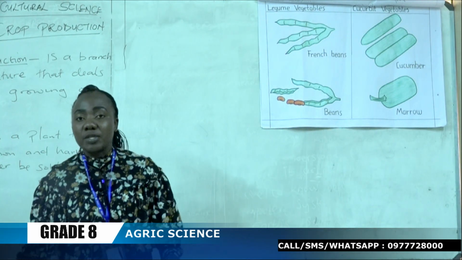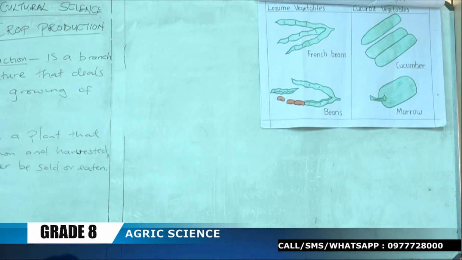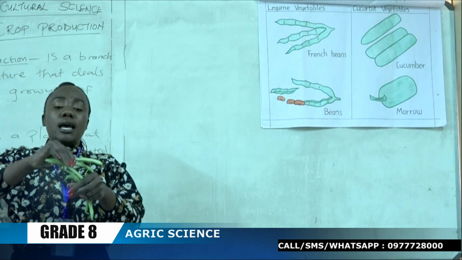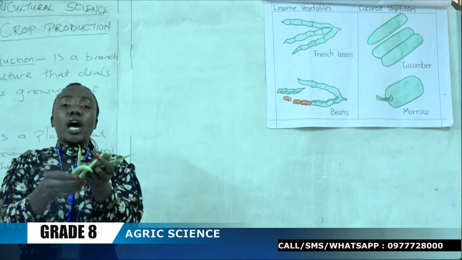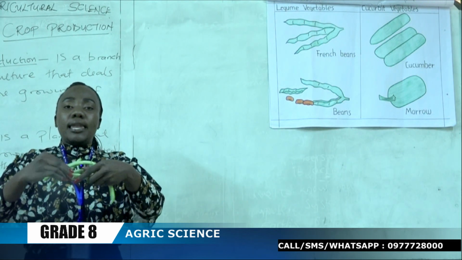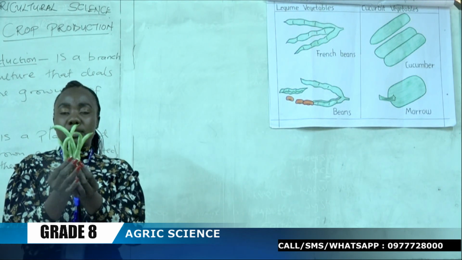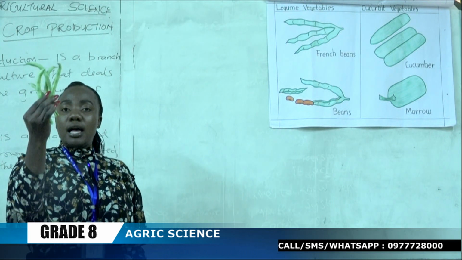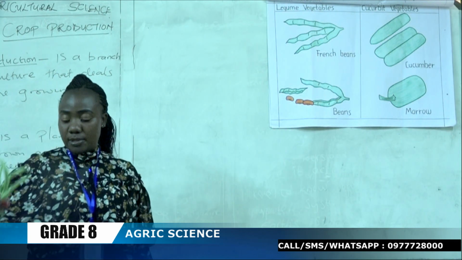Apart from having beans with me here, I have green beans. Green beans is also an example of legume vegetables.